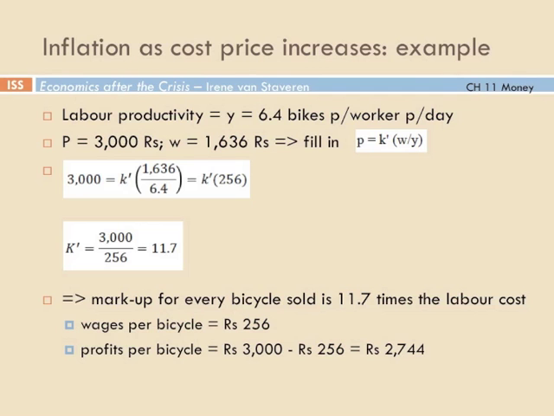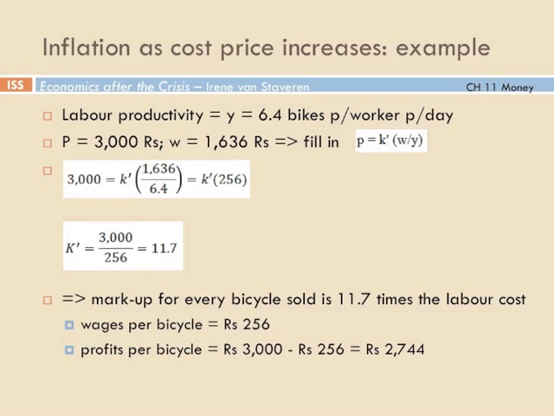Let me take you through the example of the bicycle factory of Hero in India. The labor productivity, we use symbol Y, is 6.4 bicycles per worker per day. The sales price of a bicycle is 3,000 rupees. The wage rate is 1,636 rupees. So now we can fill in the equation.